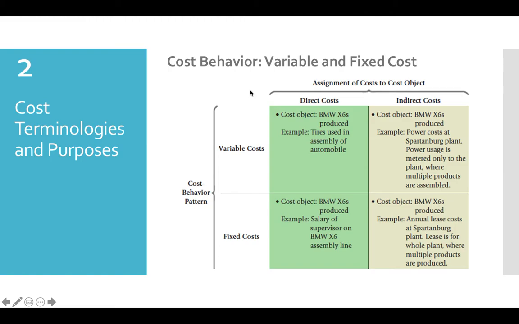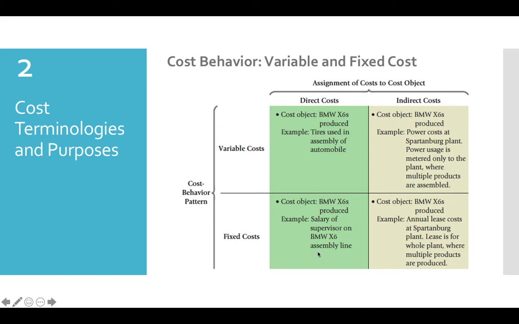After understanding the direct cost, indirect cost, variable cost, and fixed cost, we can conclude that there are four kinds of cost. The first one is direct and variable cost, which means that the cost we can attribute directly to the cost object and also it increases as we increase the level of production. The example of this would be the tires used in assembly of automobiles.